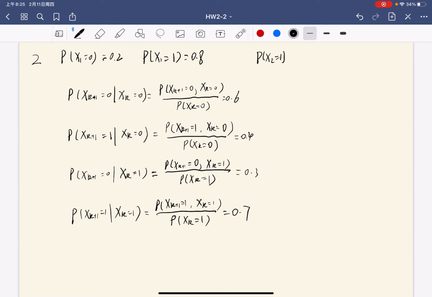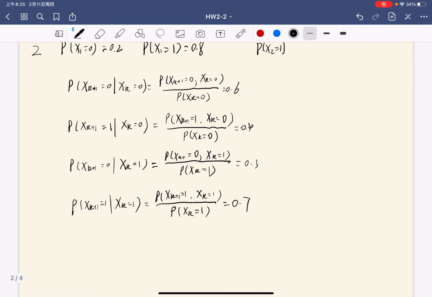So from Bayes, we can know that P(x2 = 1) equals P(x2 = 1 and x1 = 1) plus P(x2 = 1 and x1 = 0). Because the conditional probability has been given in the statement, we can use it to calculate these two paths' results.